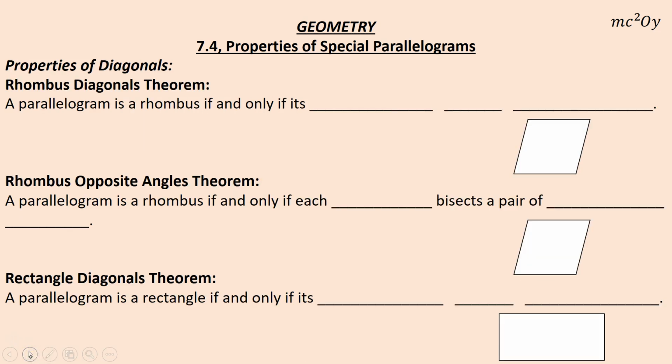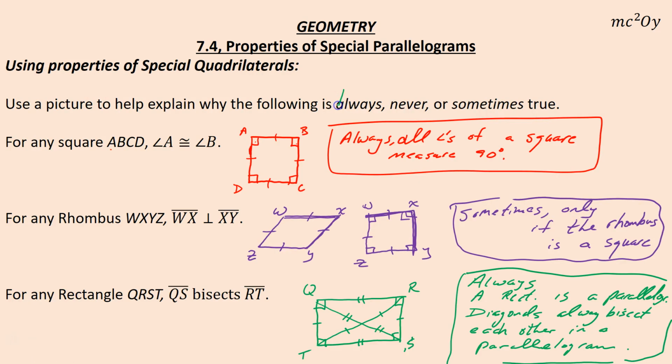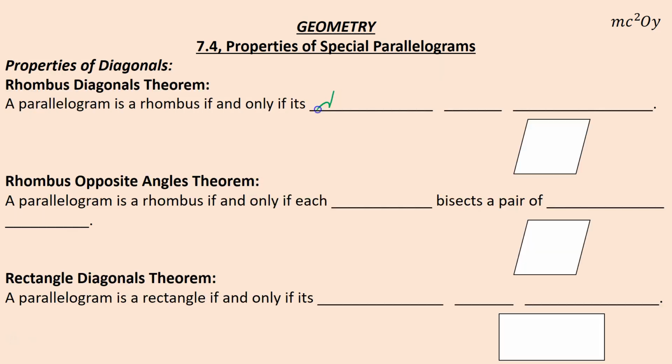Okay, let's go ahead and move on to some theorems here. The rhombus diagonal theorem says a parallelogram is a rhombus if and only if its diagonals are perpendicular. So I have these diagonals, right? Let's draw a diagonal that looks like a diagonal. I have a diagonal there and a diagonal there. Diagonals of all rhombuses are perpendicular.